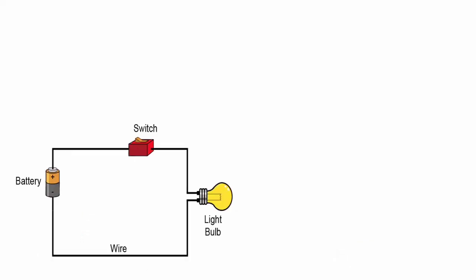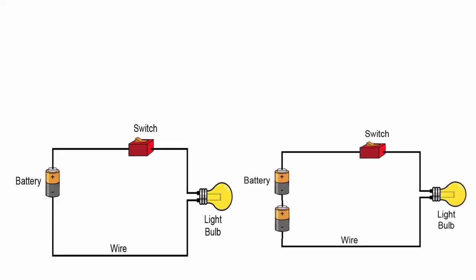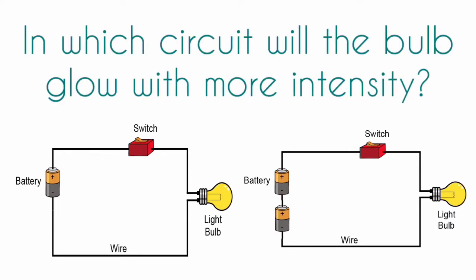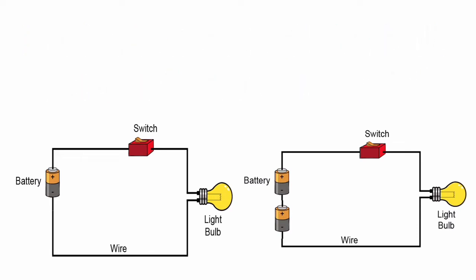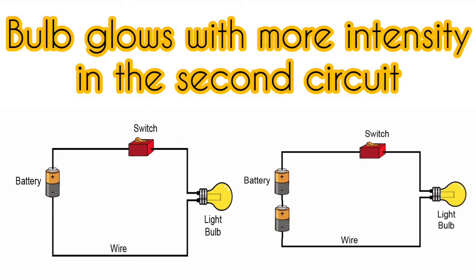Now, there are two circuits given to you. In a circuit, you have a cell, and in another circuit, you have two cells forming a battery. In which circuit do you think the bulb will glow with more intensity? You have guessed it right. The bulb glows with more intensity in the second circuit.